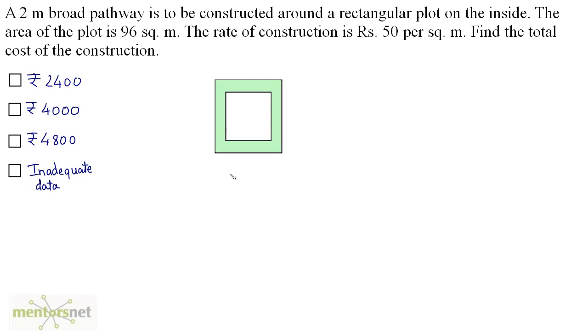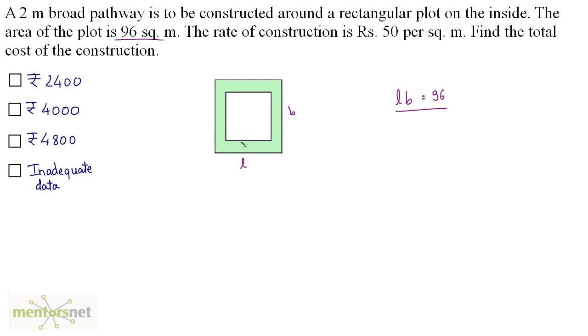So you have a situation like this. This green shaded region is the pathway, and you have been given the area of the rectangular plot. Let the length and breadth of this rectangular plot be L and B. Okay, so L times B is given as 96. Let it be as it is.